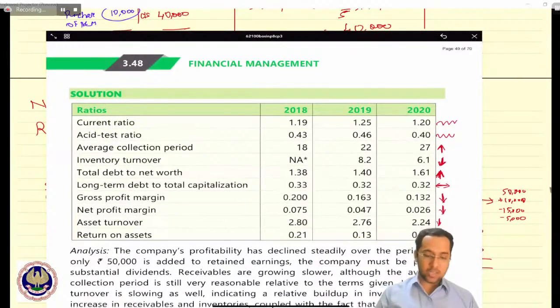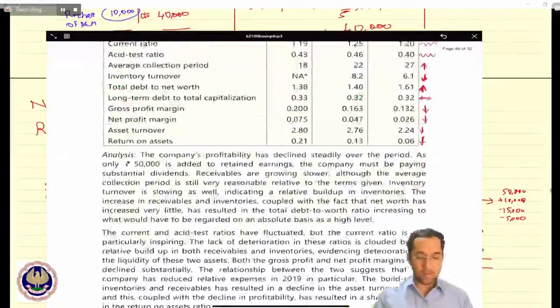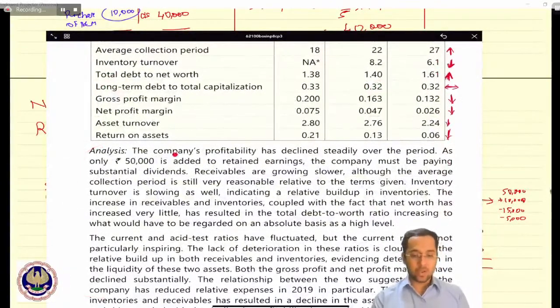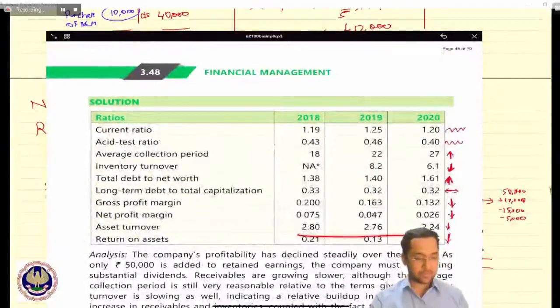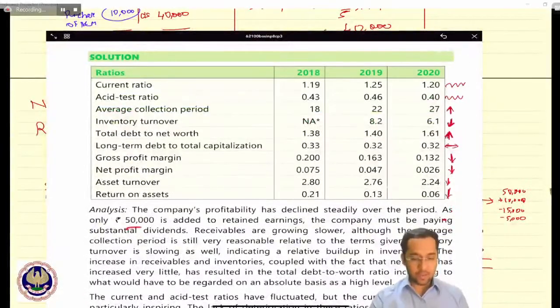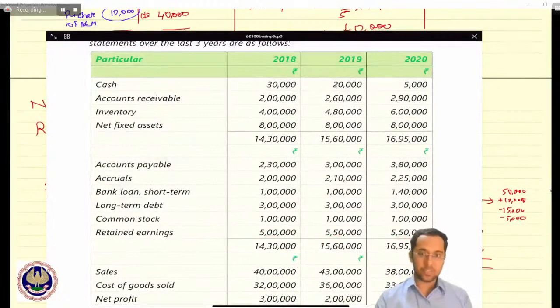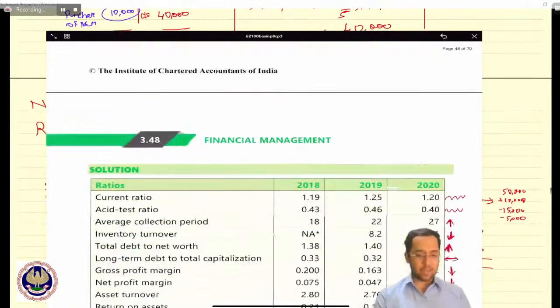Slowly and steadily, I can say the company is not performing well, and that is where the analysis is built around. Company's profitability has declined steadily over the period. That is what we have observed, as only 50,000 is added to the retained earnings, and the company must be paying substantial dividends. So over a period, you can also analyze the retained earnings, sir. Retained earnings went from 5 lakh to 5 lakh 50,000, no further increase. So possibly the company is paying dividend or something like that.